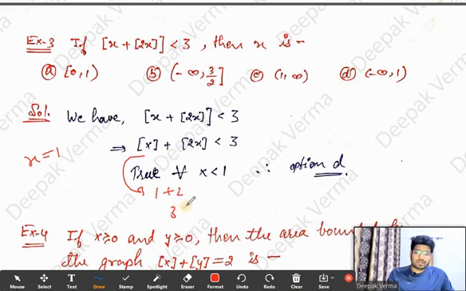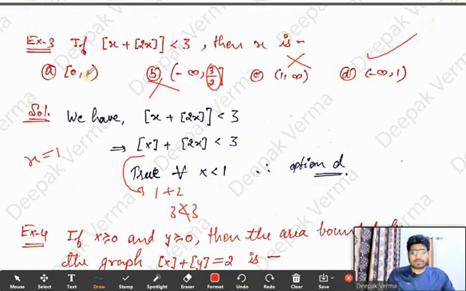We get 3. 3 is not less than 3. Inequality will not get satisfied. Is it clear? It means this point is 3 by 2, which is 1 point something, and this is included. Therefore this cannot be the answer. This cannot be the answer. 1 to infinity, minus 1 to infinity.